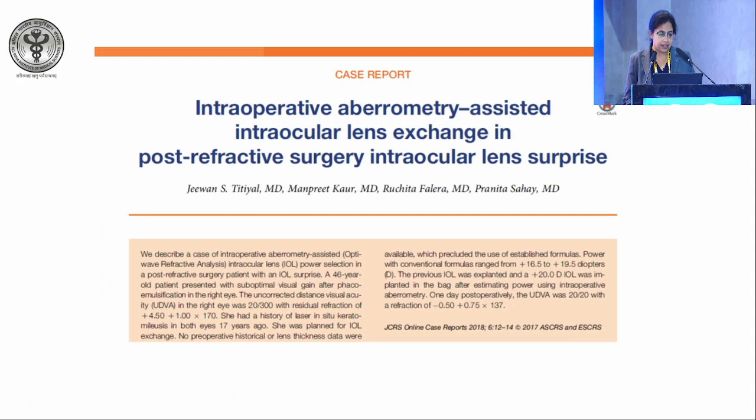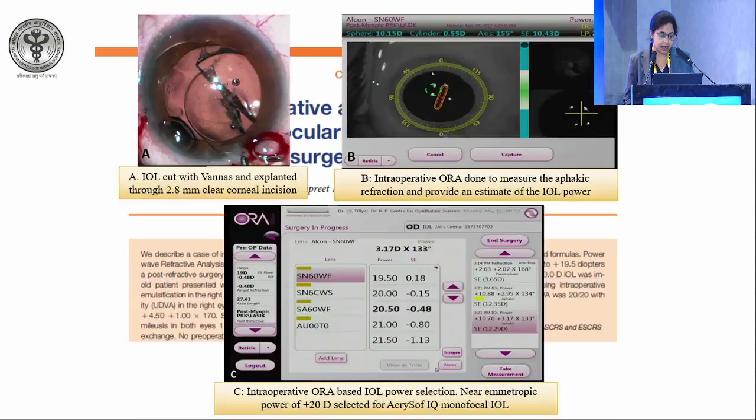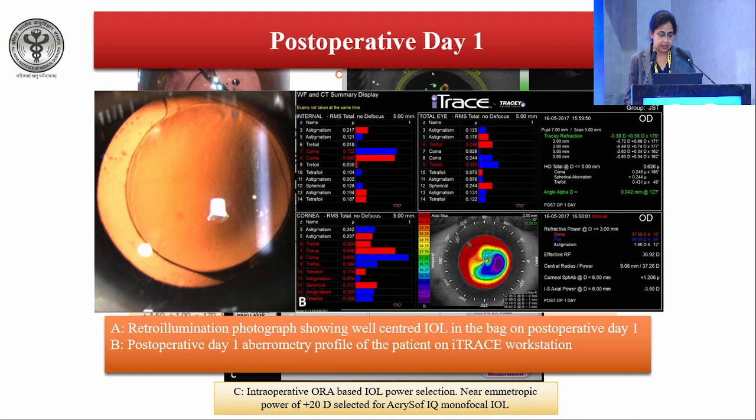Intraop aberrometry assisted IOL exchange helps in difficult cases such as post-refractive surgery IOL surprise. It gives you the correct on-table aphakic refraction and helps you calculate the IOL power on table. This was a case of ours in which there was a difficult, challenging IOL power calculation, operated from outside, an IOL surprise in a post-LASIK case. Post-op day 1 after ORA assisted surgery showed a 6/6 visual acuity.